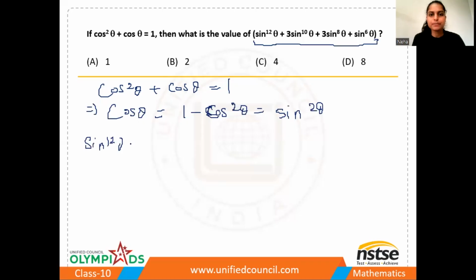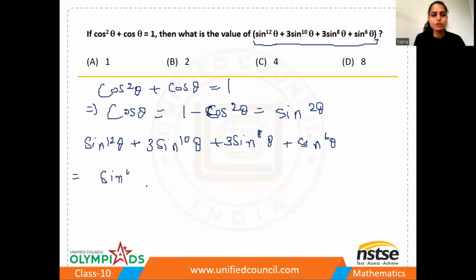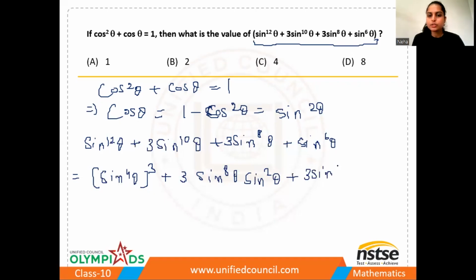Perfect. So now my given expression is sin 12 theta plus 3 sin 10 theta plus 3 sin 8 theta plus sin 6 theta. So sin 12 theta, can I write it as sin to the power 4 theta whole cube? Yes, I can write it. Similarly, this I can write as sin to the power 8 theta into sin square theta. Plus similarly, this is sin to the power 4 theta and cos to the power 4 theta. And this is sin square theta whole cube. This I can write.